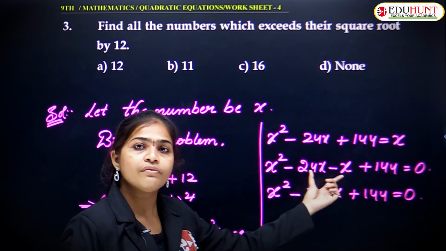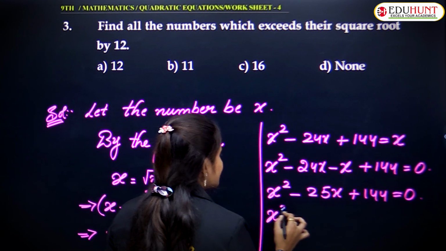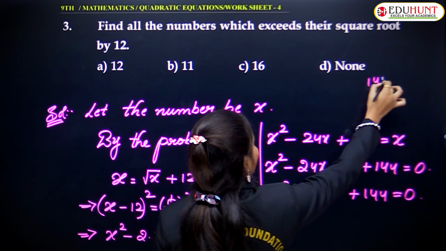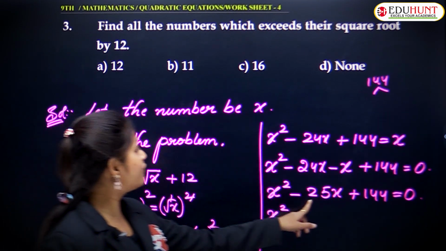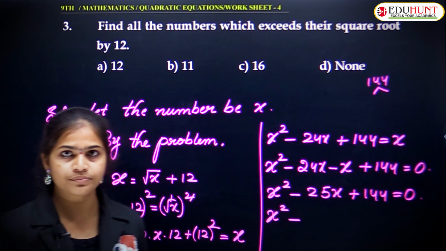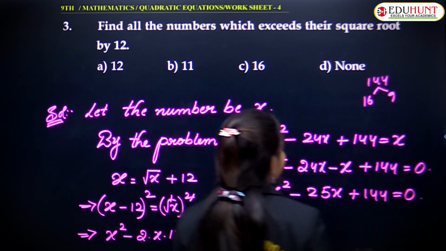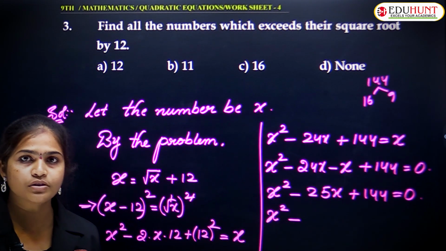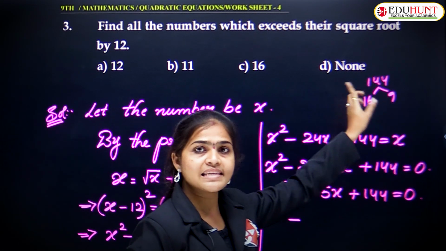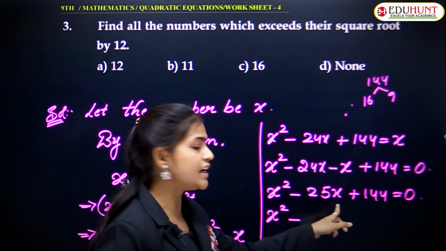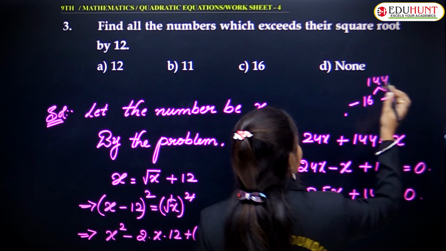What is the next step? We have to simplify the quadratic equation. So x square minus 25x plus 144: the product of two numbers is equal to 144 and their sum is equal to 25. What are the possible values here? 16 nines are 144, possible or not? And 16 plus 9 is equal to 25. Satisfying? Yes.